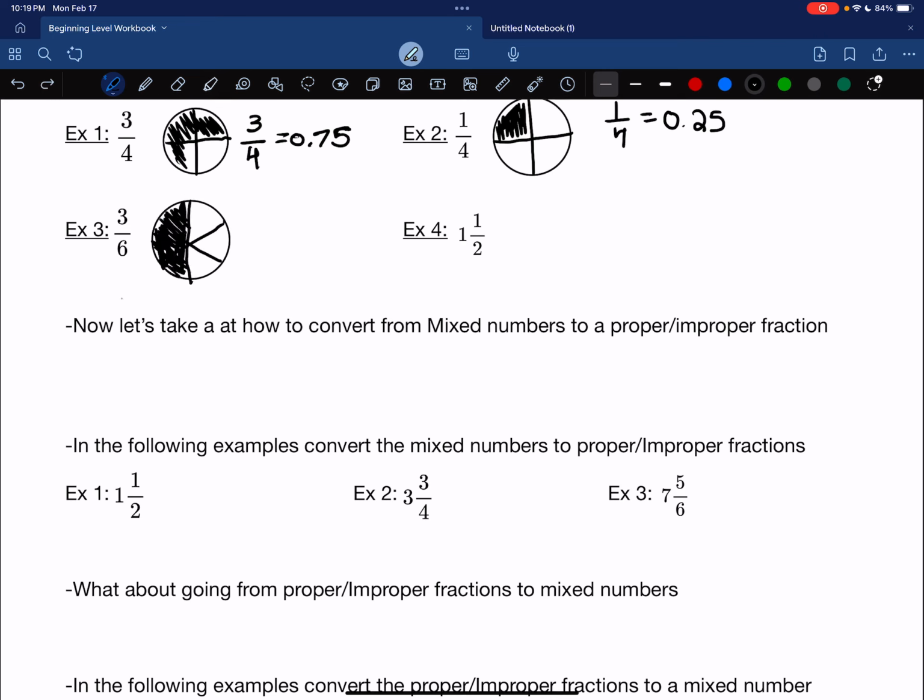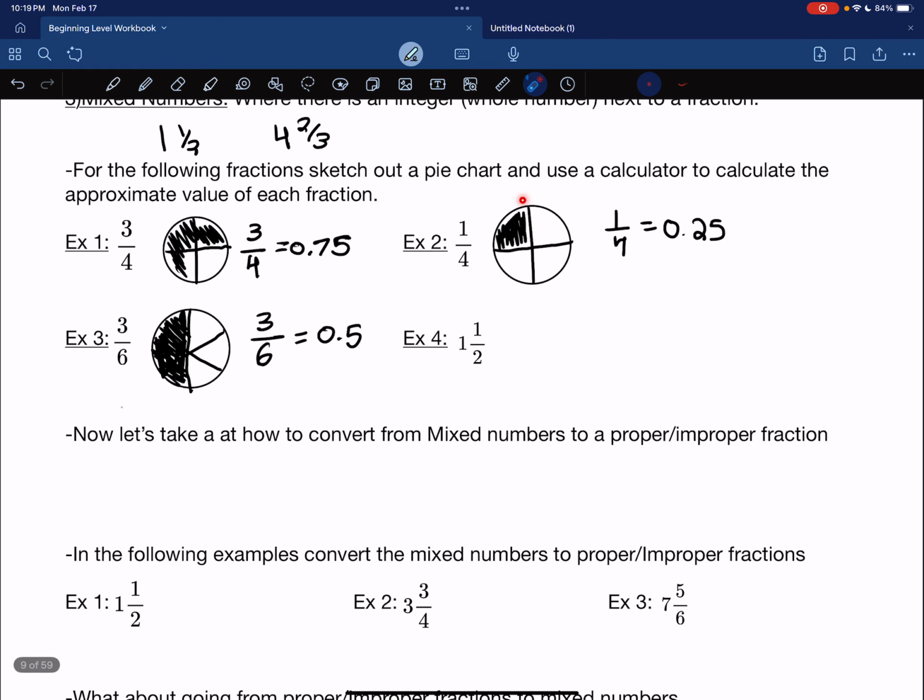And what we will find is that 3 divided by 6 is also 0.5, which makes sense. 0.5 is a half, and this pie chart also resembles a half. So that's what these pie charts are doing. They're showing us visually the value of the decimal.